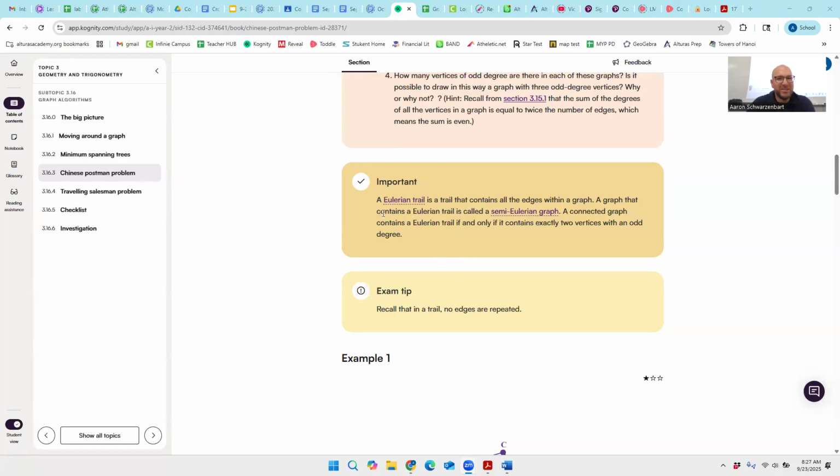So yes, the Eulerian trail is a trail, so each edge only once, that hits every edge. And a semi-Eulerian graph is a graph that contains a Eulerian trail. Doesn't have to, there can be trails that are not Eulerian, but a connected graph will contain an Eulerian trail if and only if it has exactly two vertices with odd degree.